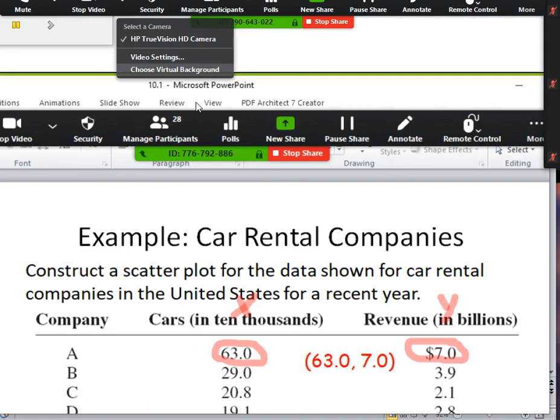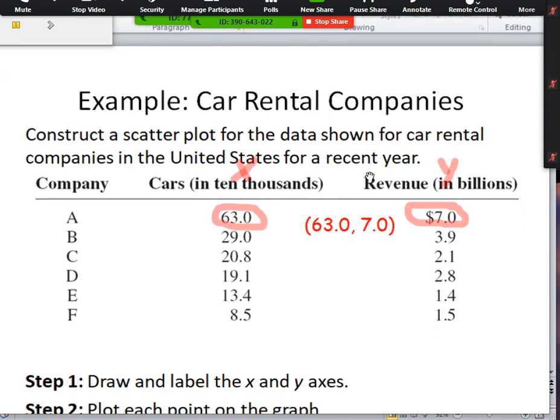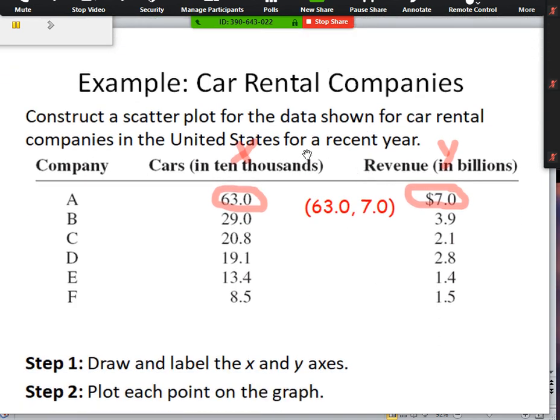All right, so here's an example: constructing a scatter plot for the data shown for a car rental company in the United States. So here's a bunch of data. Here's company A. This is company A's number of cars. This is company A's revenue. And what do you think we have more control over? How many cars you have or how much revenue you have? Which one can you control more? Yeah, how many cars you have. So that's our independent variable, that's our X. And then our Y would be our revenue, right? Kind of what that is based upon your X.